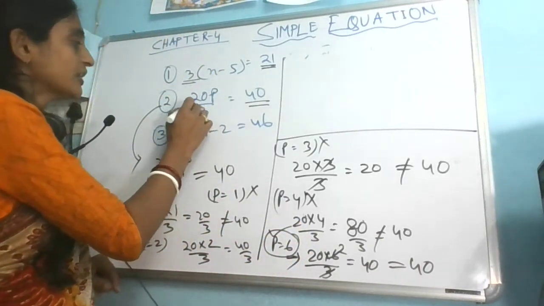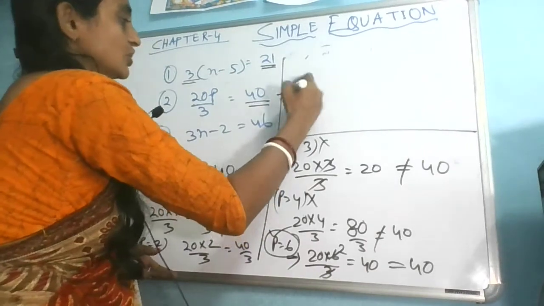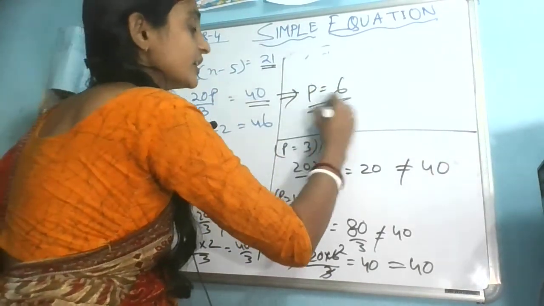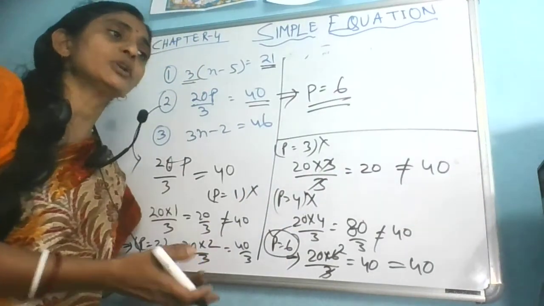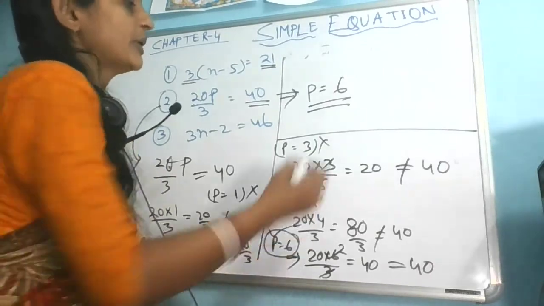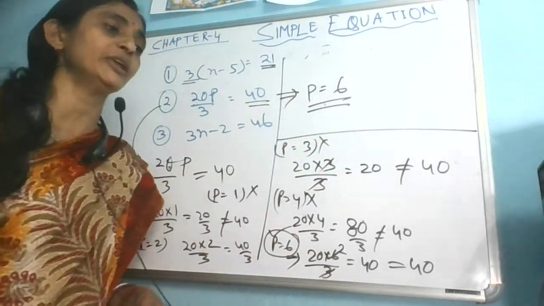So what can we write as the answer of this question? My value of p will be 6. This is the correct value. How have we found this out? Here we have applied the trial and error method, and by that we have found that the value of p is 6.